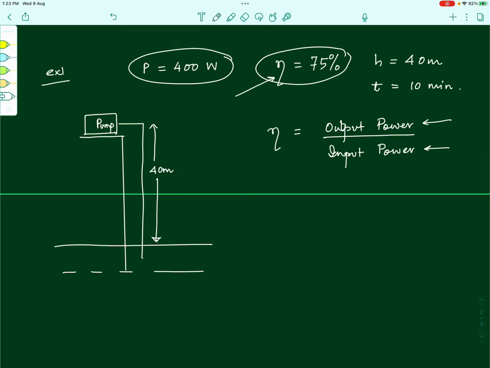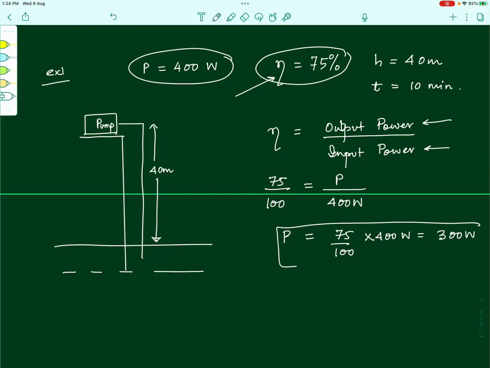So, can we say from here, according to the question, 75 by 100 is equal to the output power that we are really getting from it divided by the input power, which is given to be 400 watt. 400 watt is the electrical rating of the pump. So, from here we get the power output as 75 by 100 of 400 watts, which is nothing but 300 watts. So, it is this 300 watt that we are going to take as the power supplied by the pump.